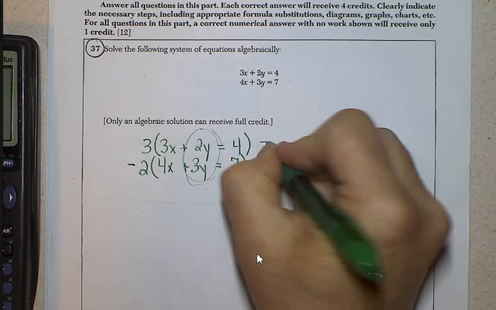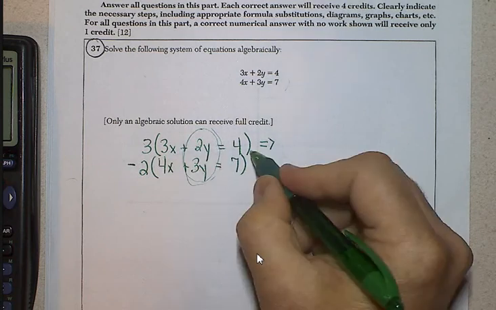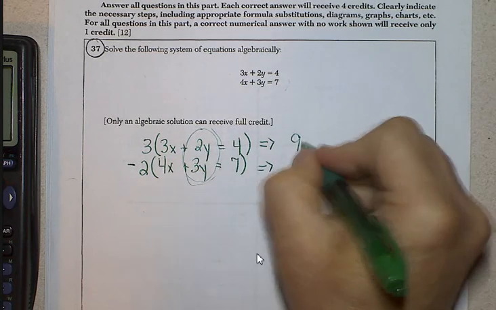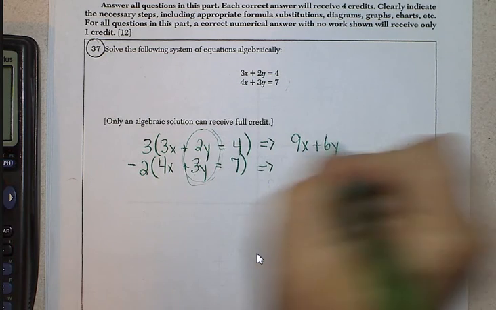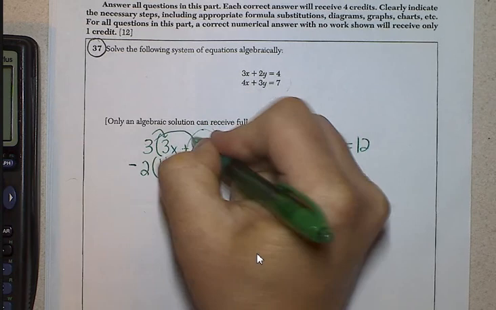All right, let's see what we're going to get. I multiply the whole first equation by 3. That gets me 9x, and then plus 6y, and then equals 12. That's all of this, that, and then that, and then that.